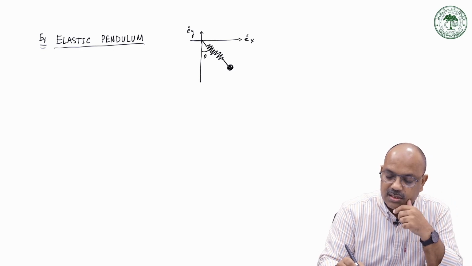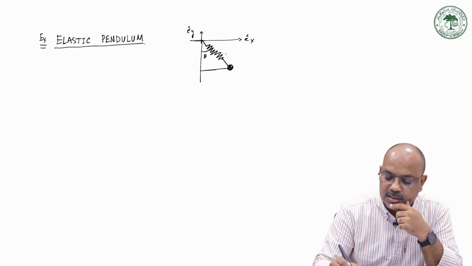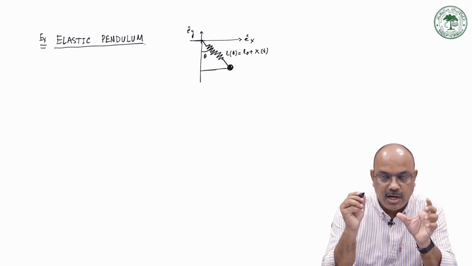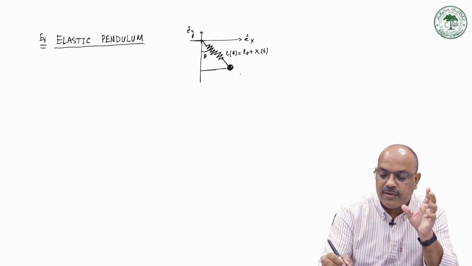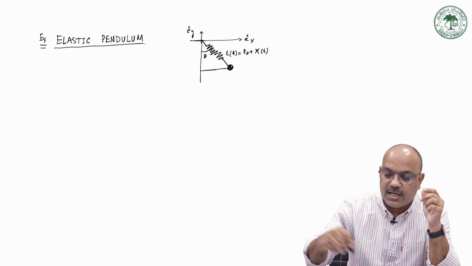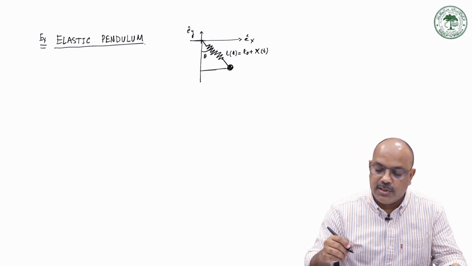This is my theta, and this L is not constant. It depends upon time. So this is going to be L naught plus some x which is changing with time. L naught is the constant part, the real length without any force, and x(t) varies when it moves because of the restoring force.